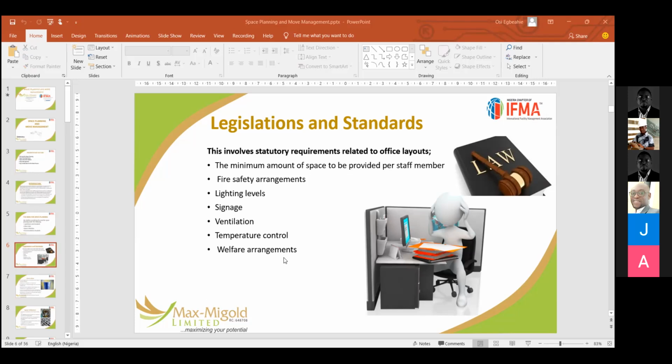Welfare arrangement has to do with the conveniences, the toilet settings and the toilet provisions, and then also the kitchenette, the food. Sometimes when you go into office spaces, most people do not know that the toilet facilities are very important. No matter how few, it's very important to have them, until you have the call of nature. That is when you know how important the toilet is.